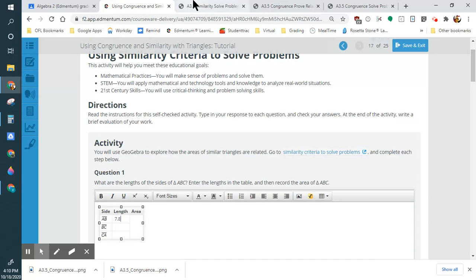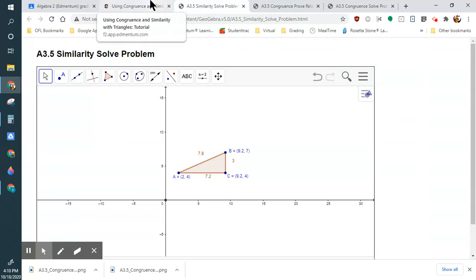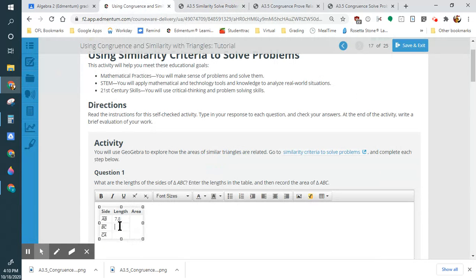7.8. Our BC is our height, which is 3. And our base is 7.2. And what I can do here is I can type 0.5 times 7.2 times 3.